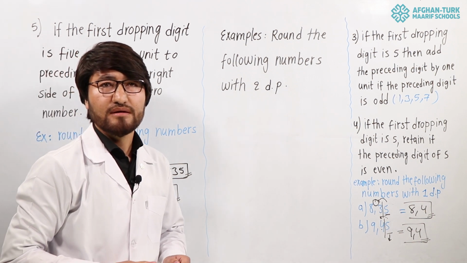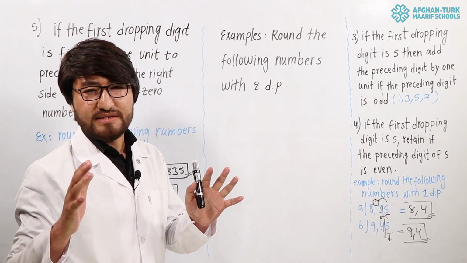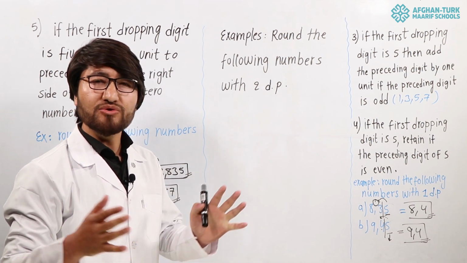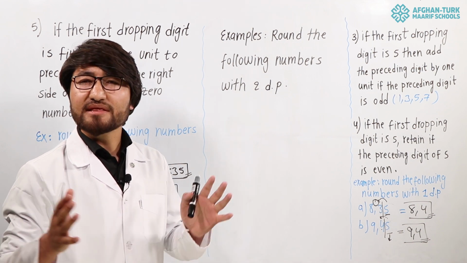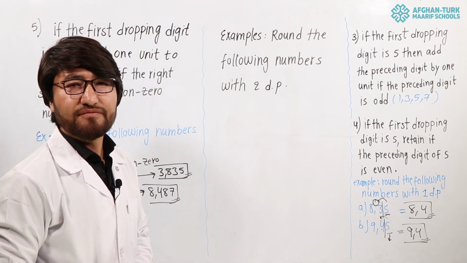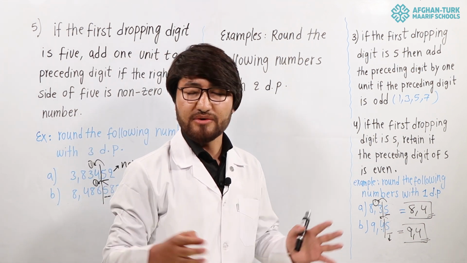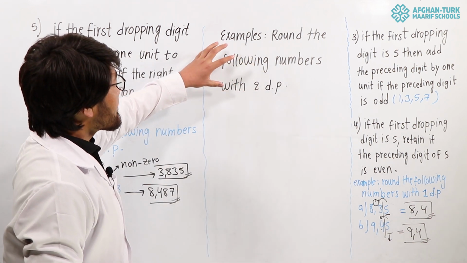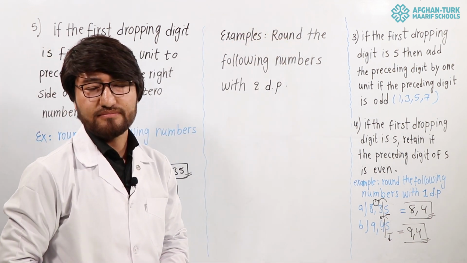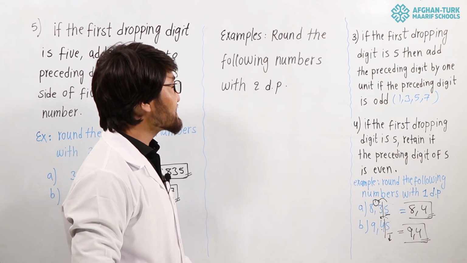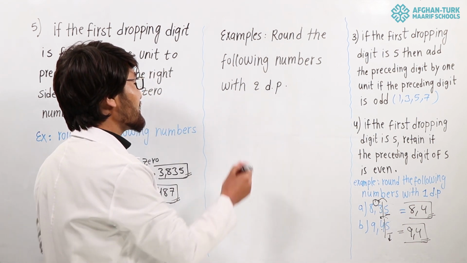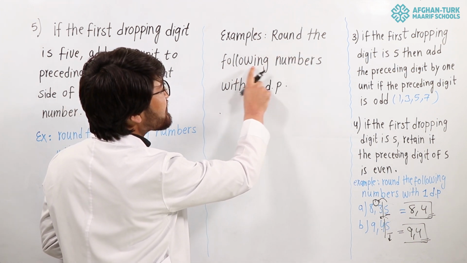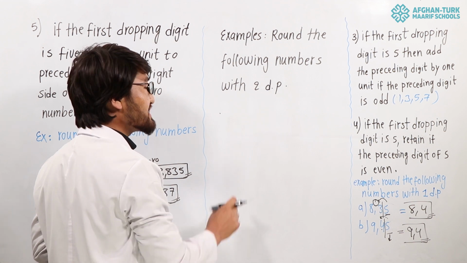These are all the things that I told you about rounding of numbers. When you round decimal numbers, you remember 5 rules. Rule number 1, rule number 2, 3, 4, 5. Okay, let's do some more examples. You want some more examples about rounding numbers. Okay, the example says to round the following numbers to 2 decimal places.